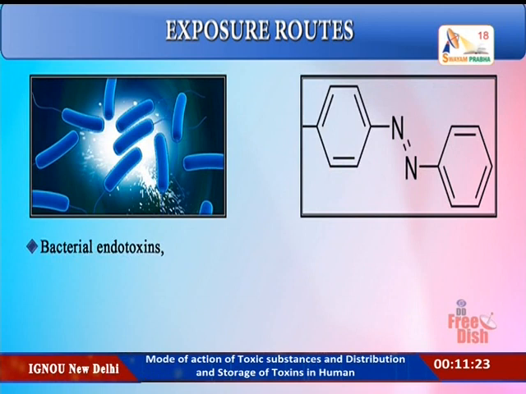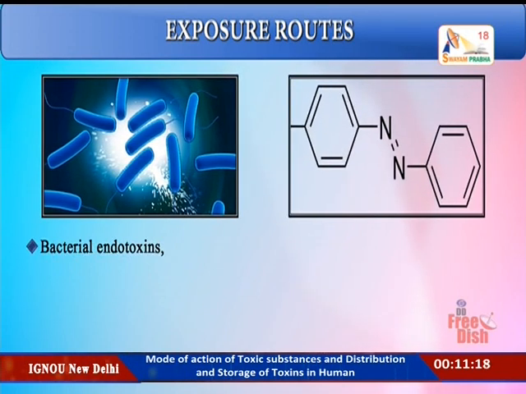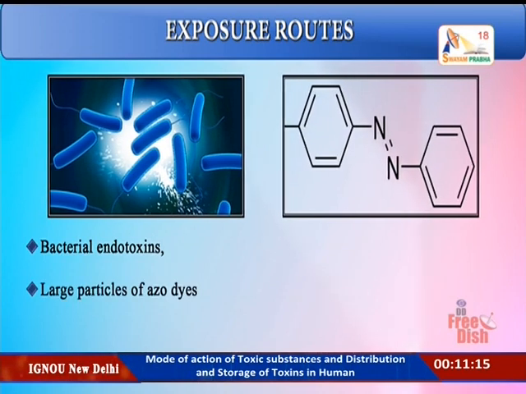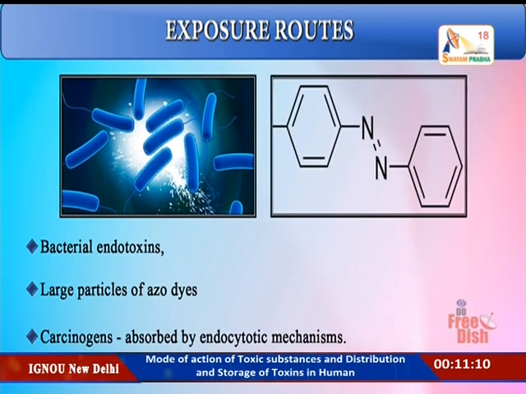Next we come on to bacterial endotoxins. There are exotoxins and endotoxins. So bacterial toxins are also of concern. The same way we have the large particles of azo dyes and also carcinogens. They can all be absorbed by endocytotic mechanisms. So the gastrointestinal system provides a large array and an entry or a source by which all these bacterial or viral toxins and the azo dyes and other carcinogens can be easily absorbed, and get into the system and cause different types of toxicity.